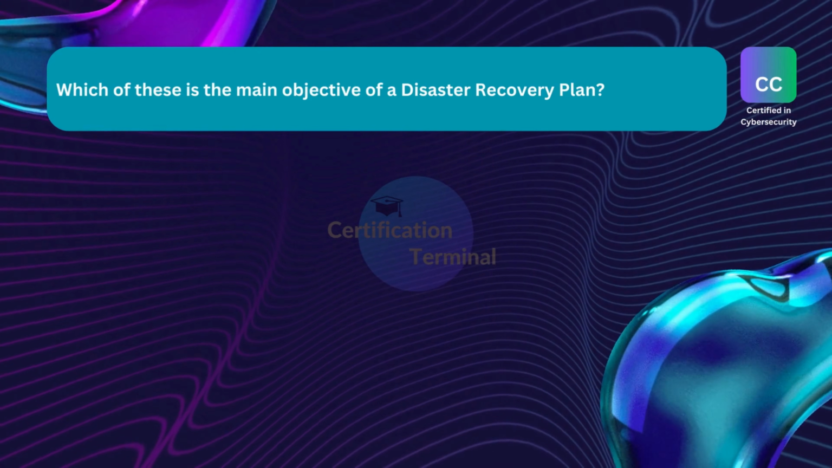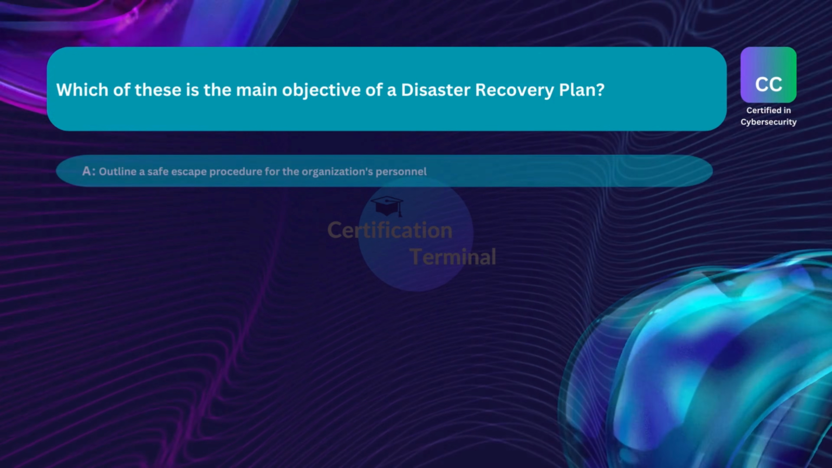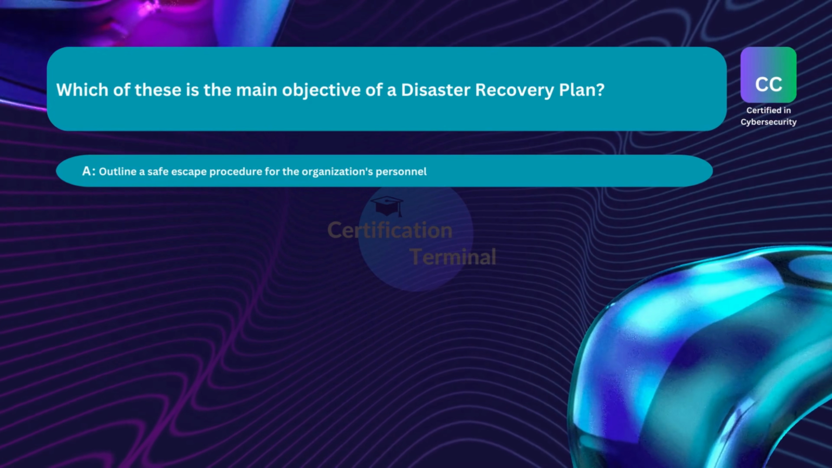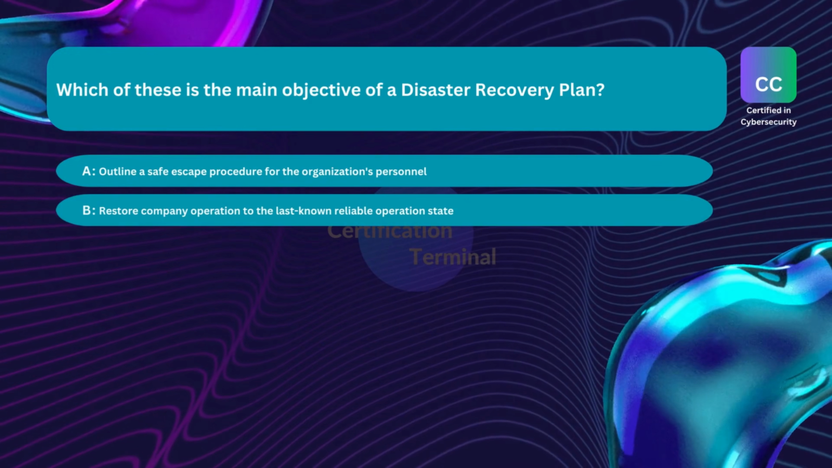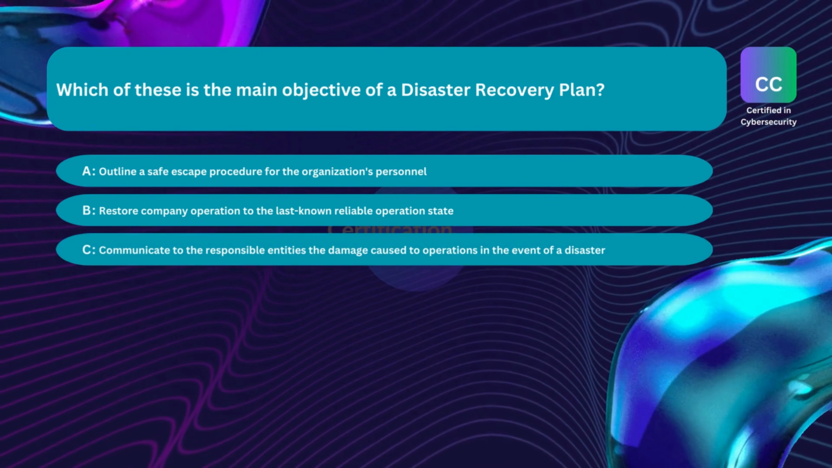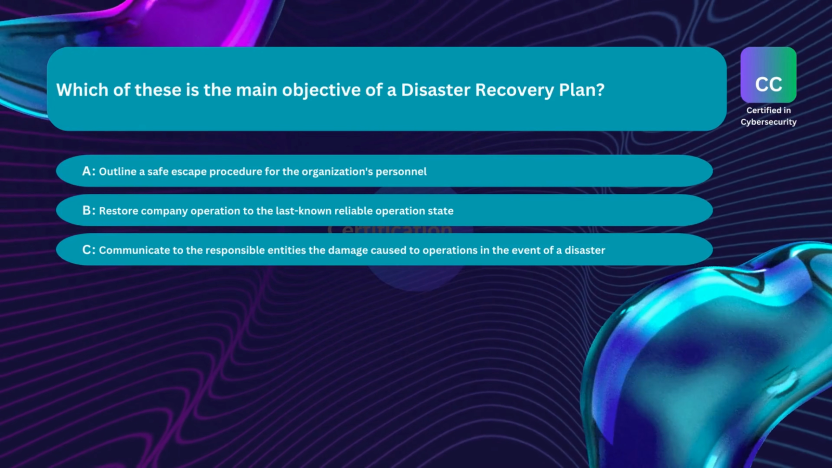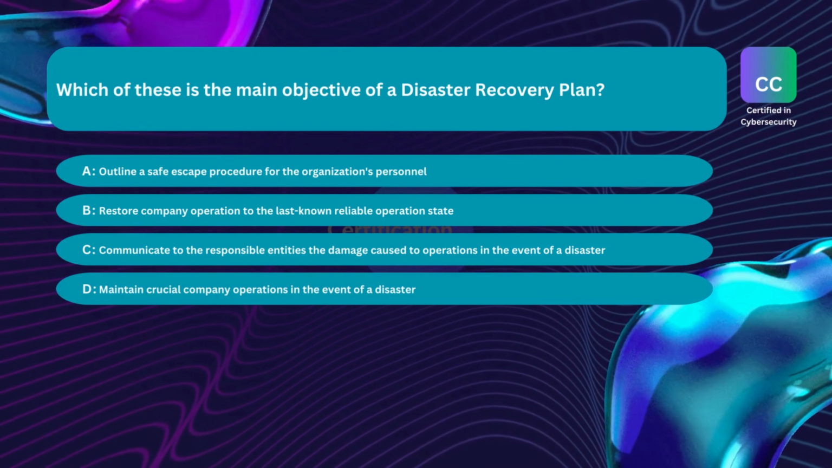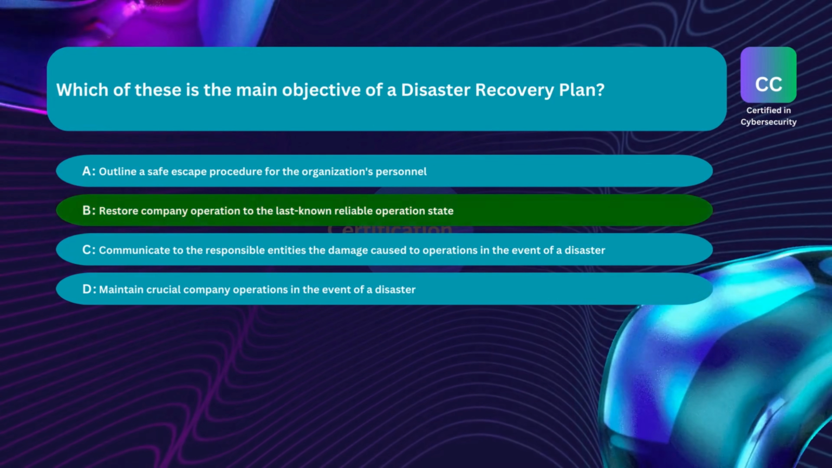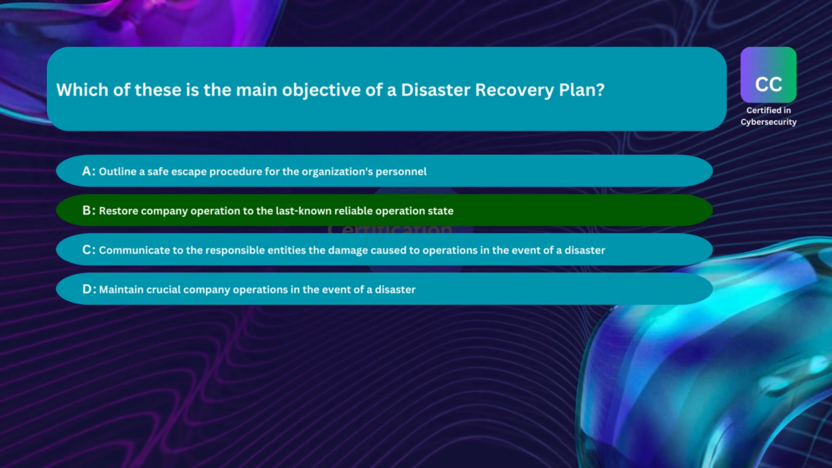Question number 12. Which of these is the main objective of a disaster recovery plan? Option A, outline a safe escape procedure for the organization's personnel. Option B, restore company operation to the last known reliable operation state. Option C, communicate to the responsible entities the damage caused to operations in the event of a disaster. Option D, maintain crucial company operations in the event of a disaster. The correct answer is Option B, restore company operation to the last known reliable operation state.